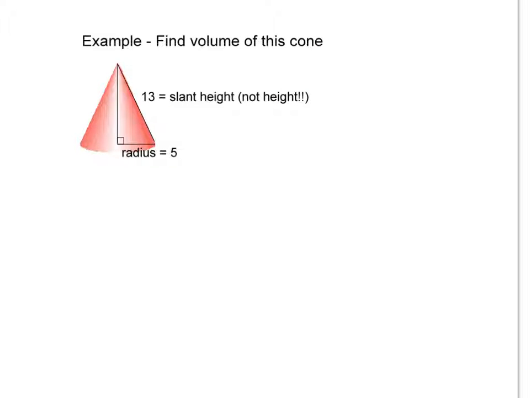So let's look at this guy right here. Find the volume of this cone. It has a radius of 5. It has a slant height of 13. It's not the height. So we now know the volume is equal to 1/3 the area of the base, which is pi r squared, times my height. So we got 1/3 pi. My radius is 5, so that's 5 squared, which is 25, times my height.